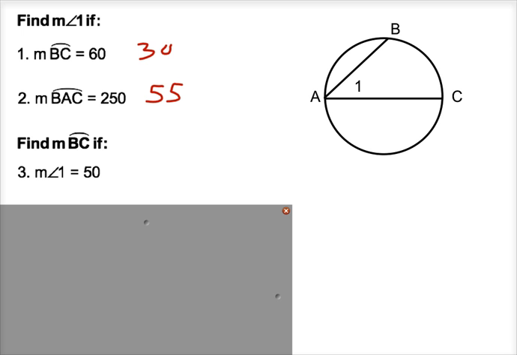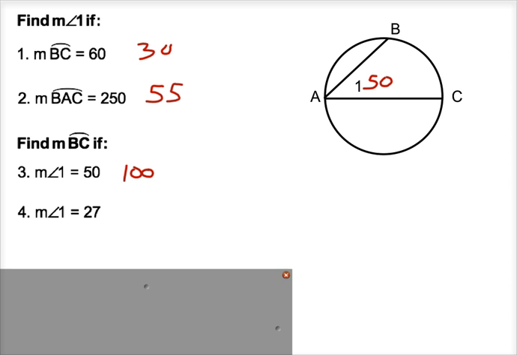Next part, find the measure of arc BC if the measure of angle 1 is 50. If I know that the angle is 50, I know that the arc is going to be twice the size, so it's going to be 100. Number 4, find arc BC if the measure of angle 1 is 27. Again, arc BC is just going to be twice the size of that, which would be 54.